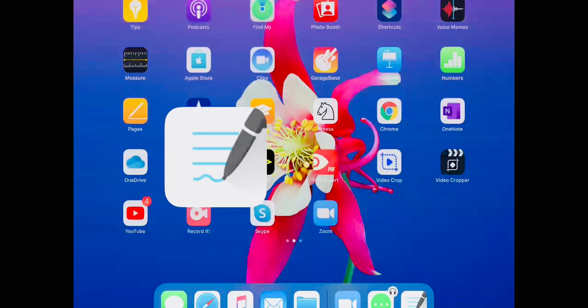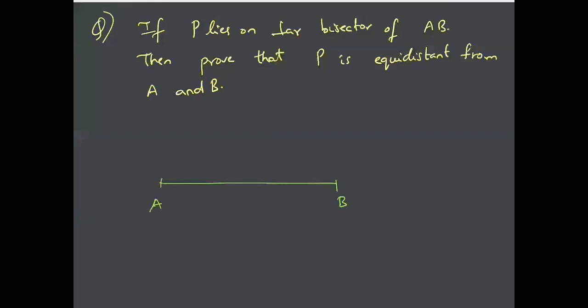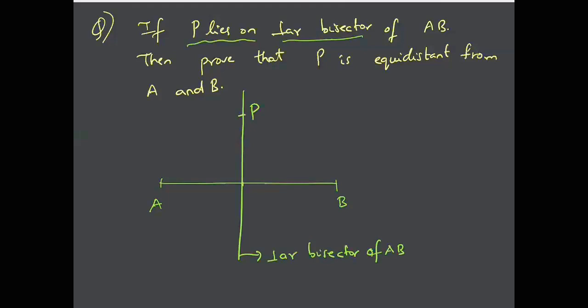Let us discuss this one. We are given a line segment AB, and P is a point which lies on the perpendicular bisector of AB. What do we mean by the perpendicular bisector of AB? It passes through the midpoint of AB and is perpendicular to AB. Now say P is a point on the perpendicular bisector. So this is 90 degrees and these two things are equal. Say this point is D. We need to prove that P is equidistant from A and B, so we need to prove that PA equals PB.